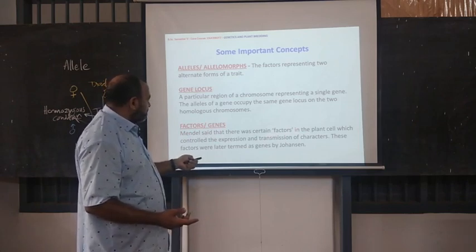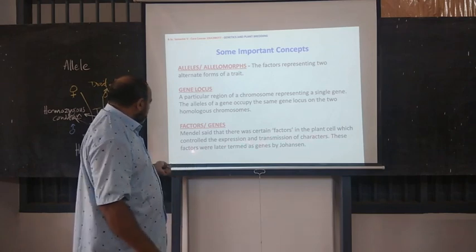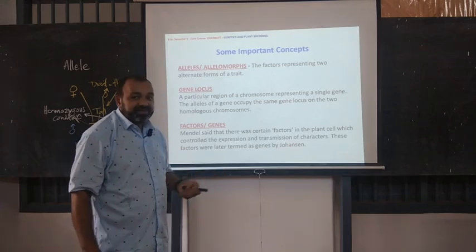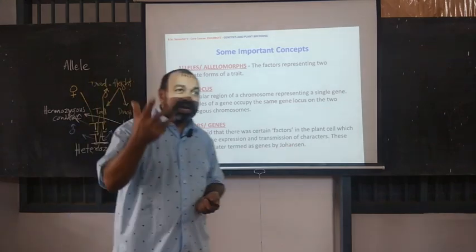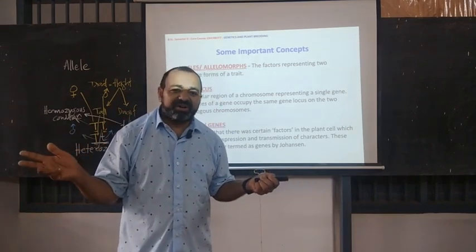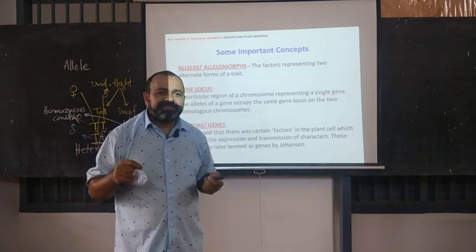So Mendel called these factors which control the expression and transmission of characters. These factors were later termed as genes by Johansen. At Mendel's time, molecular biology or even microscopes of good quality were not at all there. So he called them some factors.